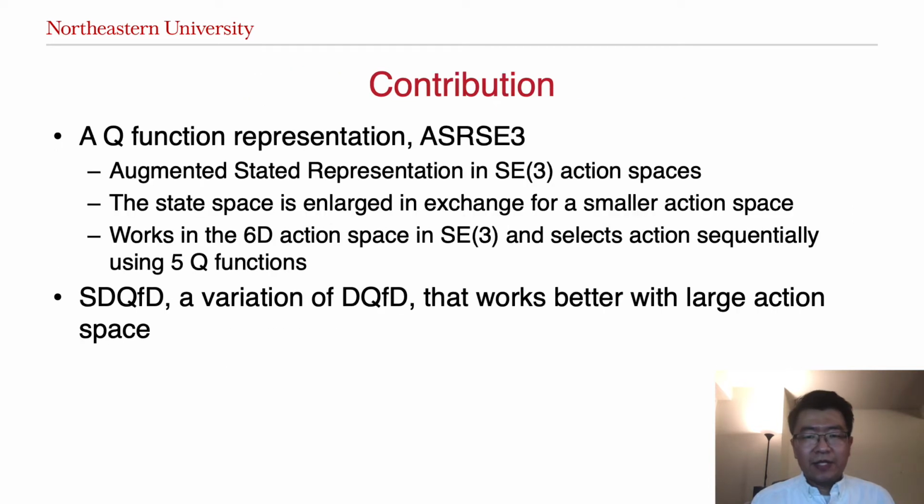In this work, we make two contributions. First, we propose a Q-function representation, ASRSE3. In this approach, the state space is enlarged in exchange for a smaller action space. It works in the 6-dimensional action space in SE3 and selects actions sequentially using 5 Q functions. Second, we propose a variation of DQfD that is better suited for the large action space.